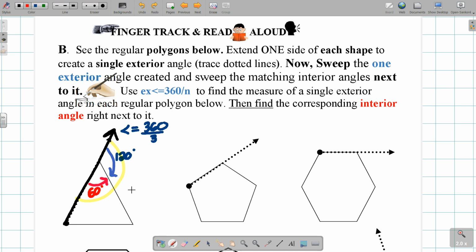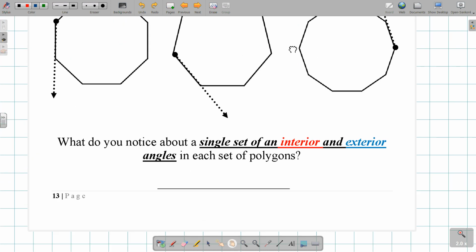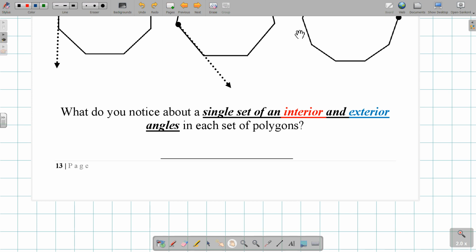You're going to follow the same process for every single image here. Make an exterior angle and the corresponding interior angle right next to it. Find each of those angles by finding the exterior angle first, which is 360 over the number of sides. The next one, of course, is a pentagon, etc. Complete this entire page and restart the video.